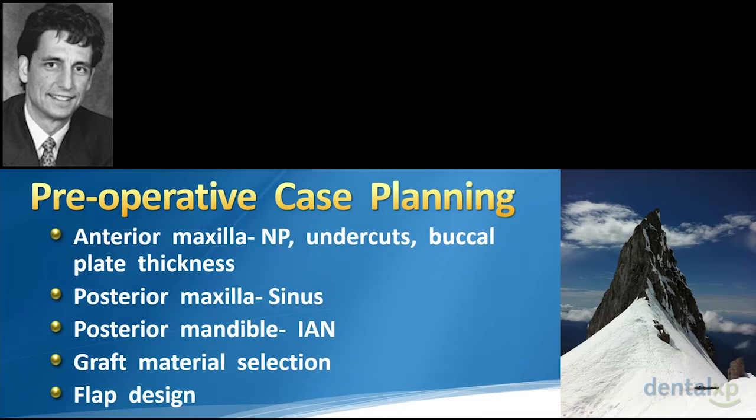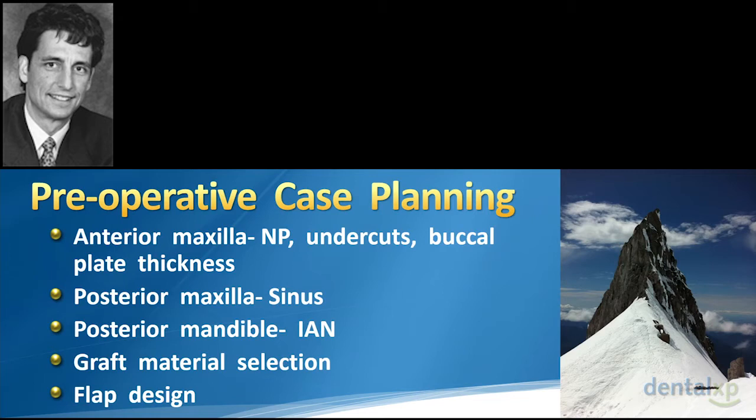So with case planning, there's a variety of anatomy. We're all very familiar with them. One of the key things that was discussed today is the buccal plate thickness. I think that's something that I want to know exactly what's going on for any immediate implant that I'm doing. We need to know if that buccal plate is intact or not. We need to know the anatomy. And that will help us make decisions with the graft material.